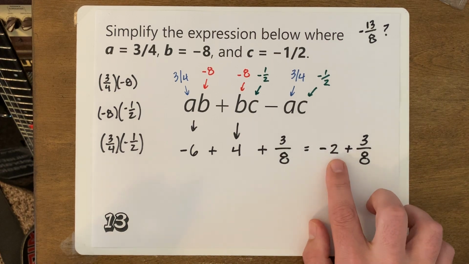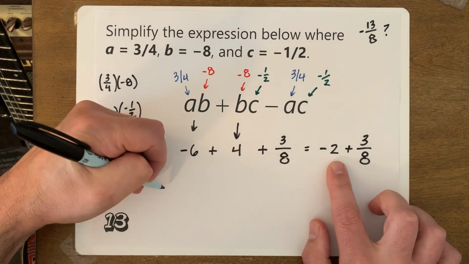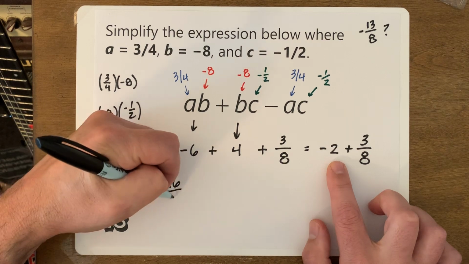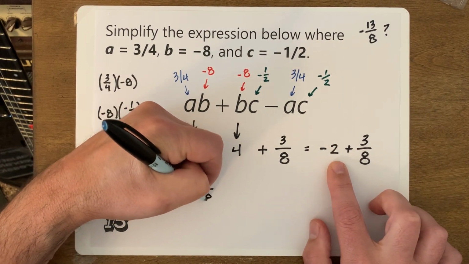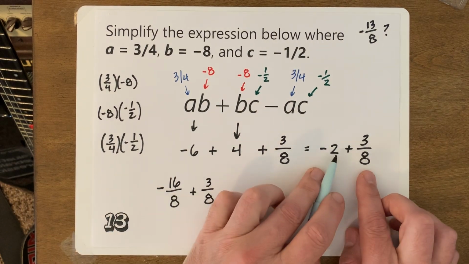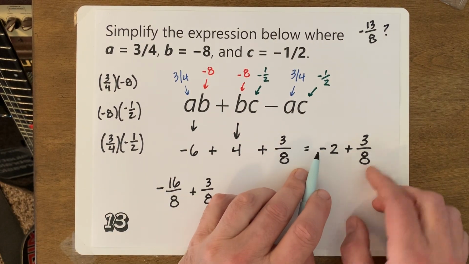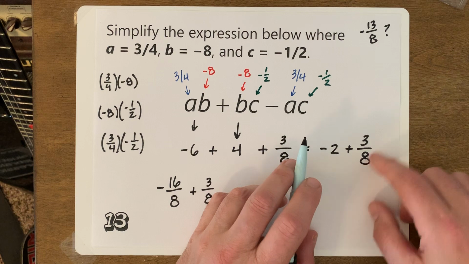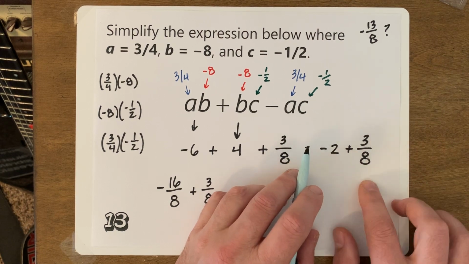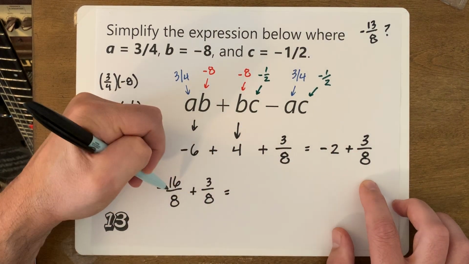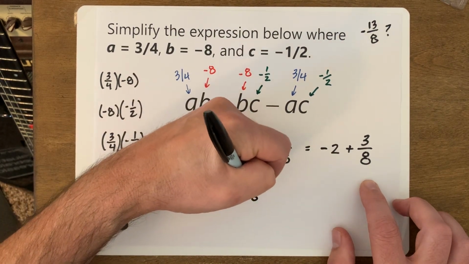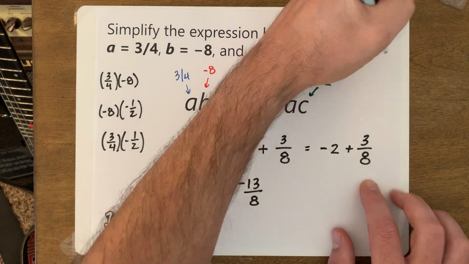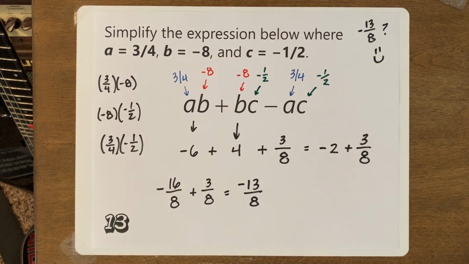Let's take 2 and let's go ahead and rename that. That would be -16/8 plus 3/8. How did I get -16? I just multiplied these two numbers together, which is kind of the same thing you do when you turn a mixed number into an improper fraction. So -16 plus 3, there's my -13, and there's my 8 right there. So now I know that I was correct and I'm good to go.